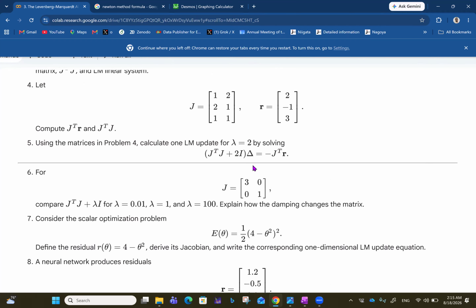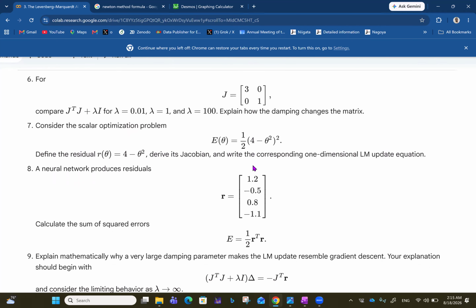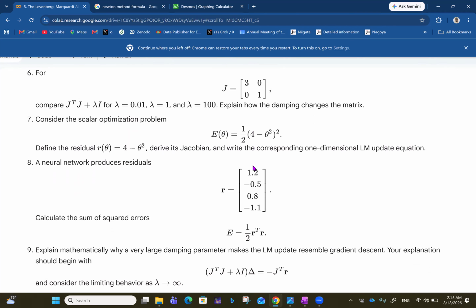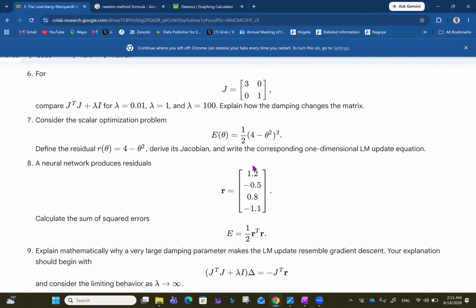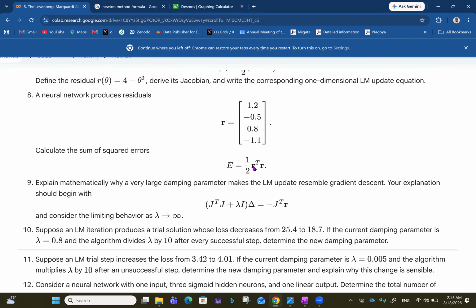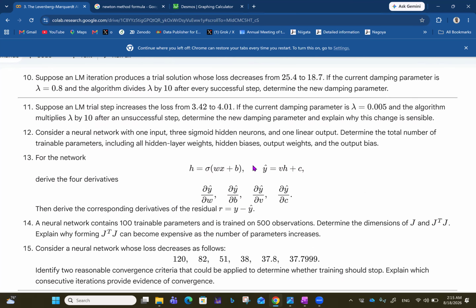So we'll do that. You can see problems 6 to 9 clearly here. Then you can see 10 to 15 here. The second problem I'll be solving is problem 12. Consider a neural network with one input, 3 sigmoid hidden neurons, and 1 linear output. Determine the total number of trainable parameters, including all hidden layer weights, hidden biases, output weights, and the output bias.